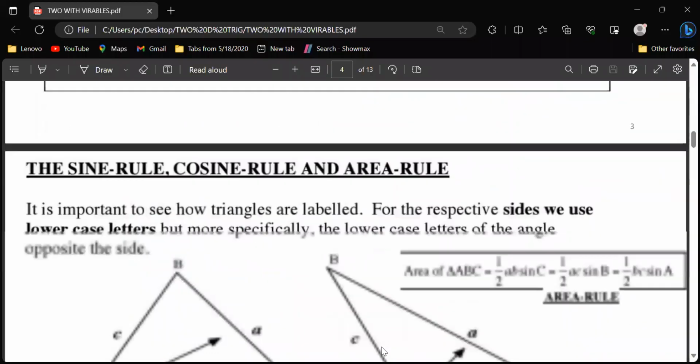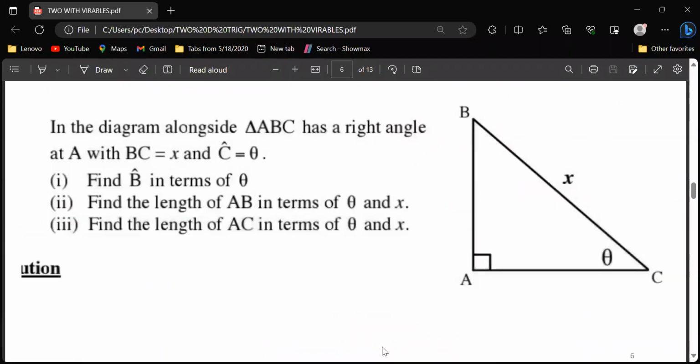Okay, let's do the following as an activity now. Let's do activity number 1.